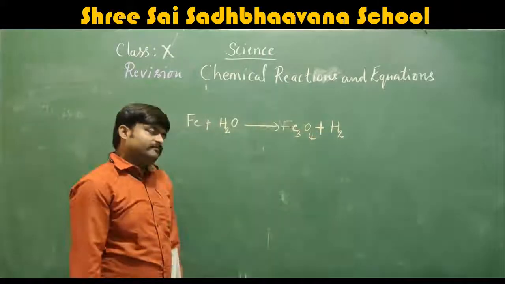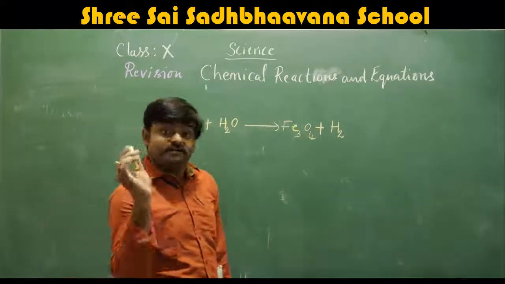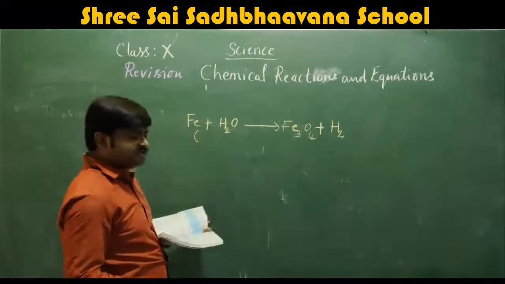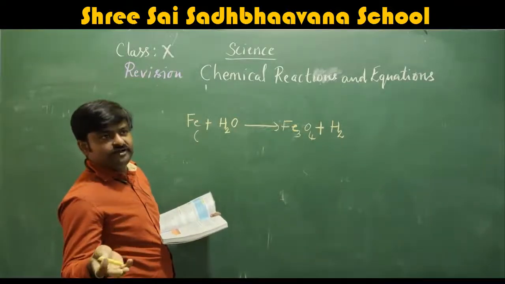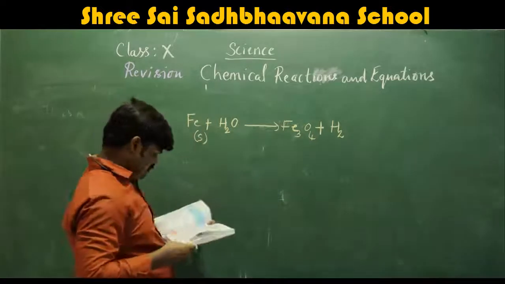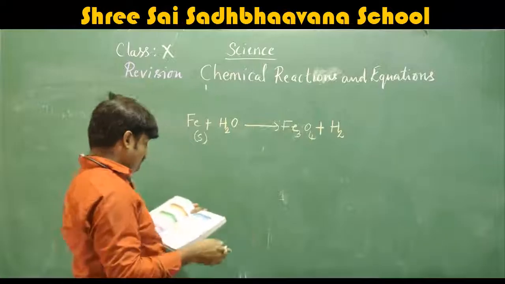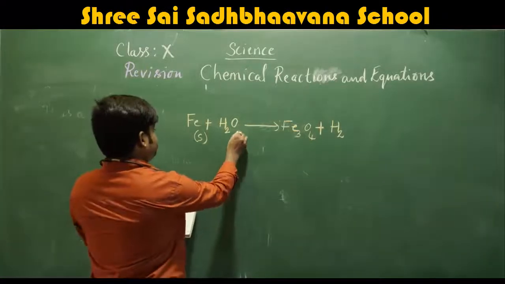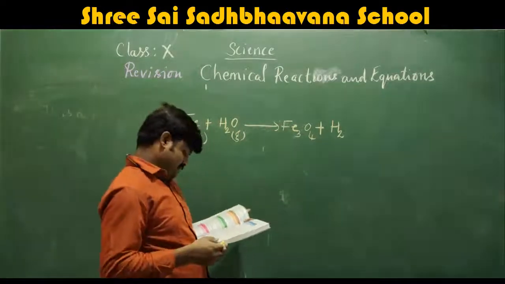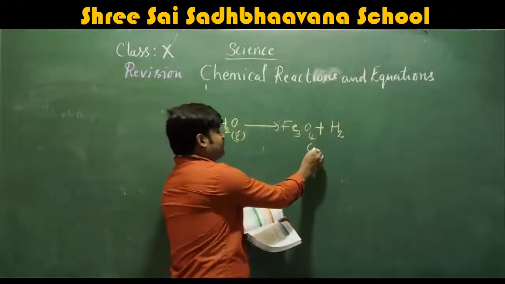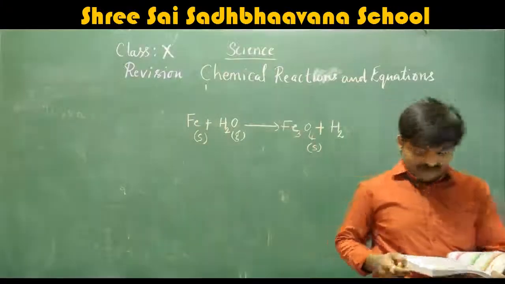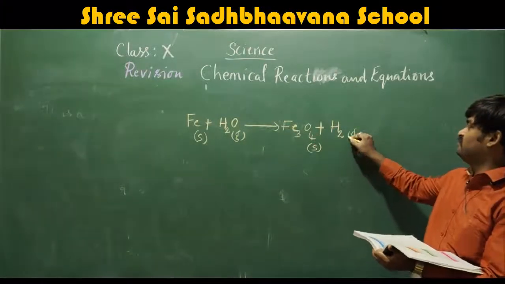Whenever we write equations, we need to represent physical states. So iron is solid or liquid or gas, whichever we have to write. Iron is solid, and this one is water vapor, that is gas, and this one is solid again, ferric oxide, and hydrogen, obviously you all know those are gases.